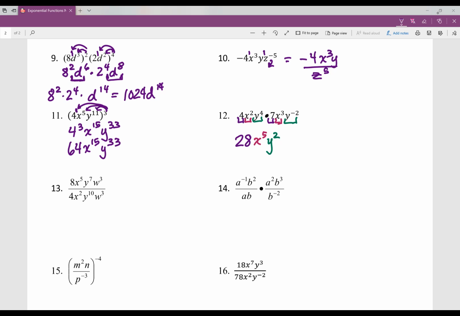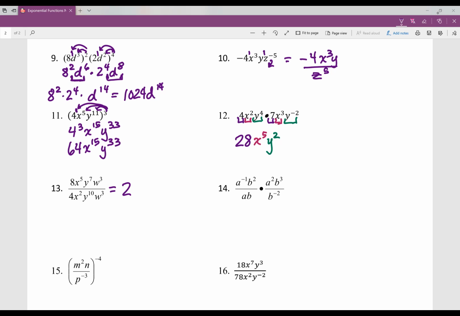So same concept here. You would do numbers, variables, and exponents, each one. But instead of multiplying, this bar means dividing. So 8 divided by 4 is 2. Now, when you're doing division, think about where there are more variables.